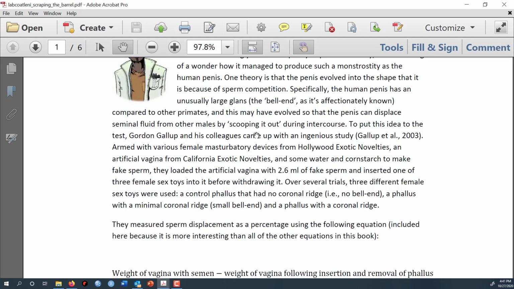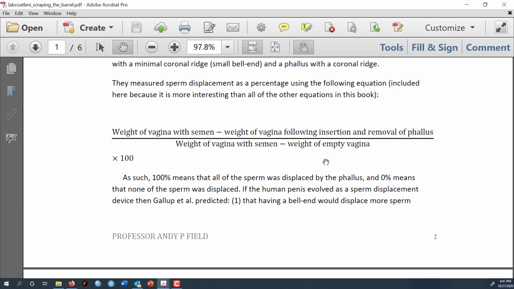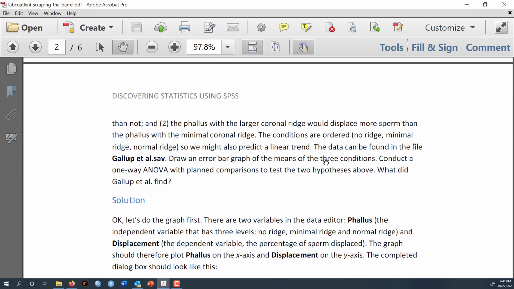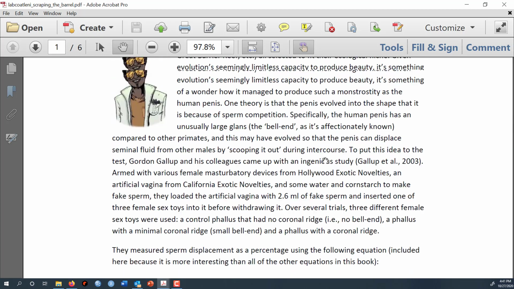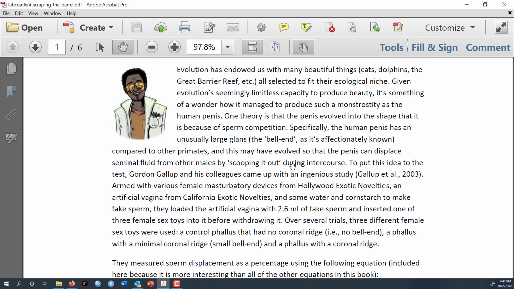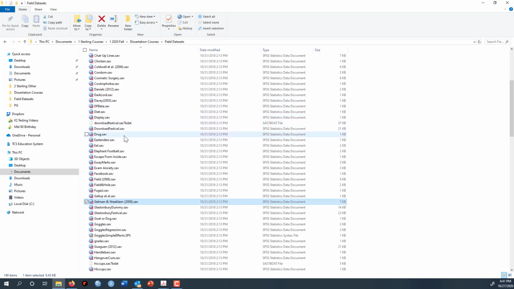Basically, one that had no bell end, one with a big coronal ridge, and one with a minimal coronal ridge. Okay, and so the question that he wants to answer is: is there a significant difference between these 3 phallus shapes in how much sperm they displace? The study is Gallup, so I go to the Gallup data set.